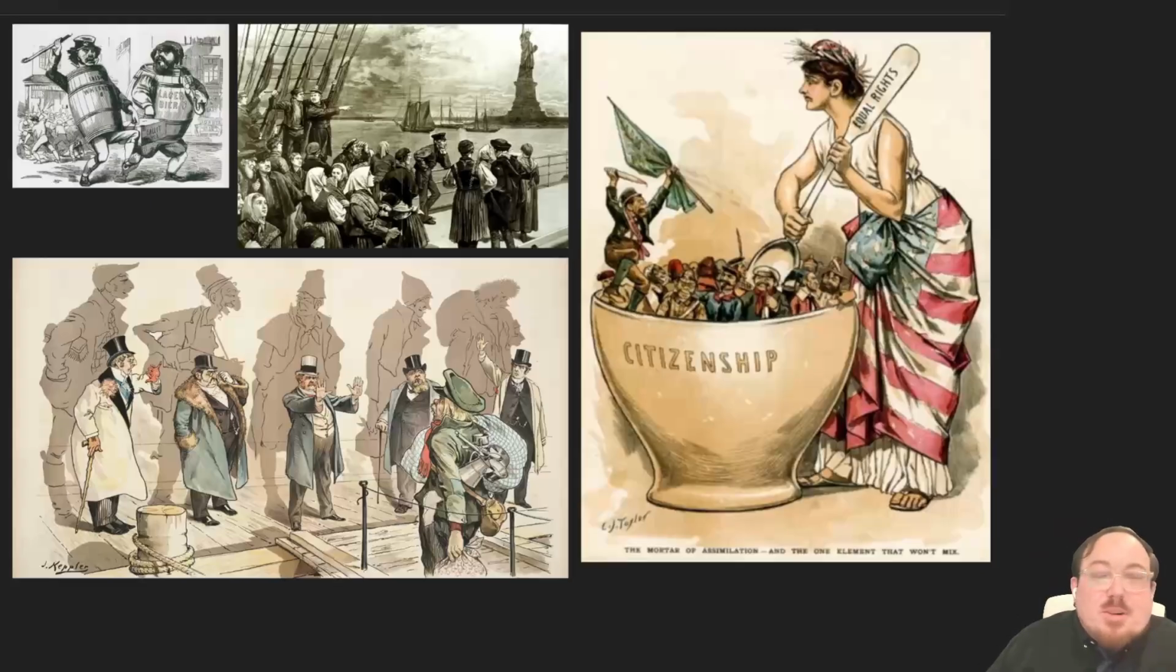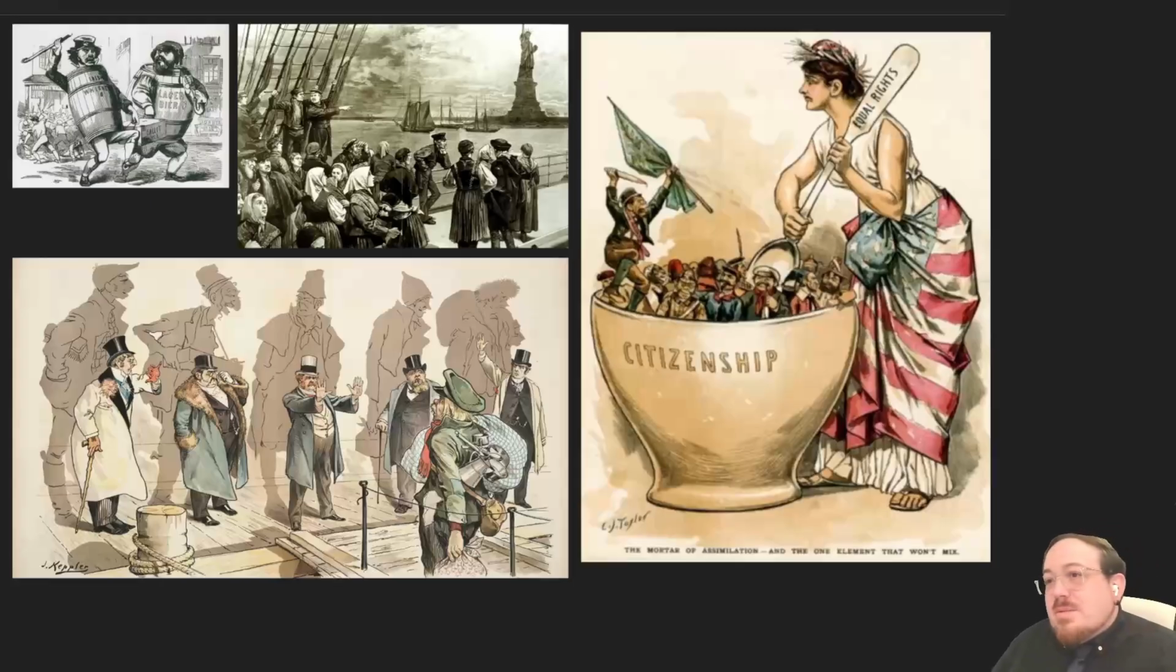Again, you have this image of immigrants seeing the Statue of Liberty. You also have this image of a drunken Irishman in a whiskey barrel and a German immigrant in a lager barrel, which is a type of beer. Again, this is painting immigrants as bad, saying we don't want them in our country or they're bad for us.